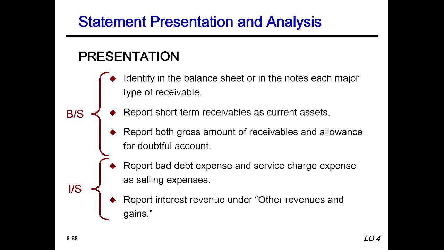Then statement presentation and analysis. Presentation: this is balance sheet, this is income statement. Identify on the balance sheet or the notes each major type of receivable. Number one, report short-term receivables as current assets. Everybody knows this matter. Report both gross amount of receivables and allowance for doubtful accounts. And on the income statement, report bad debt expenses and service charge expenses as selling expenses. Report interest revenue under other revenues and gains. That means the presentation in the balance sheet and the presentation in the income statement.